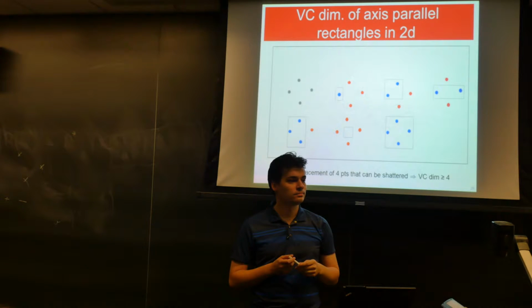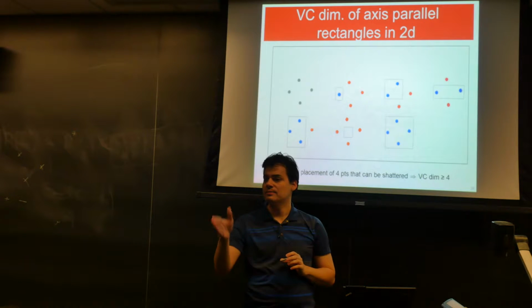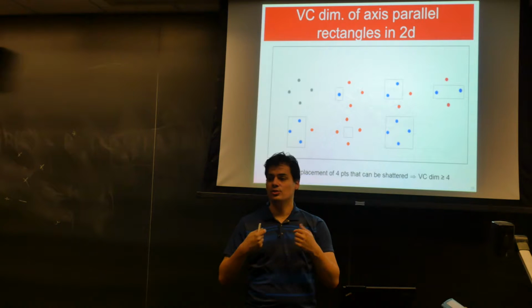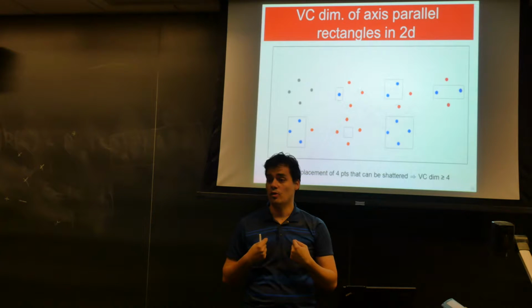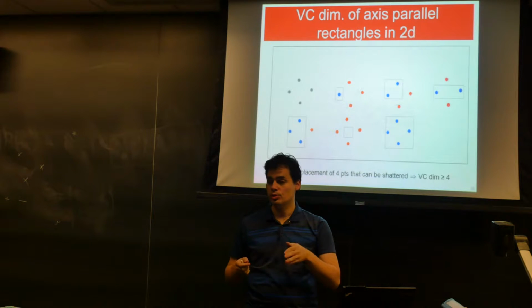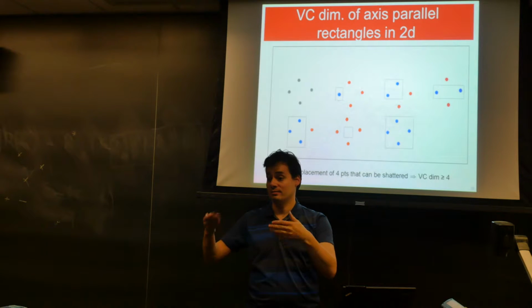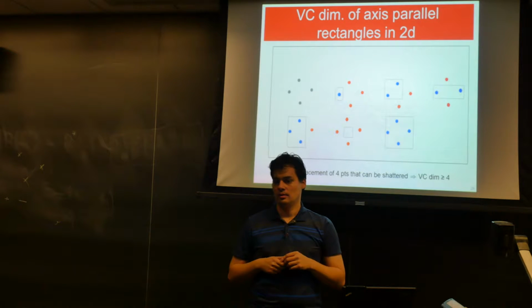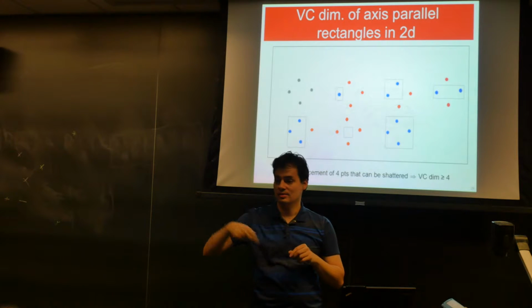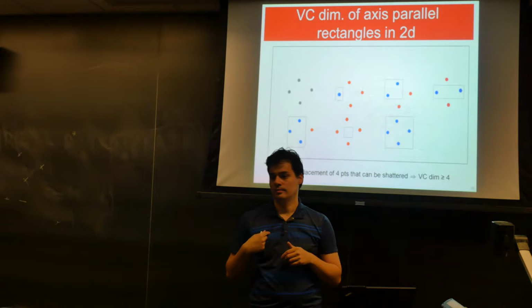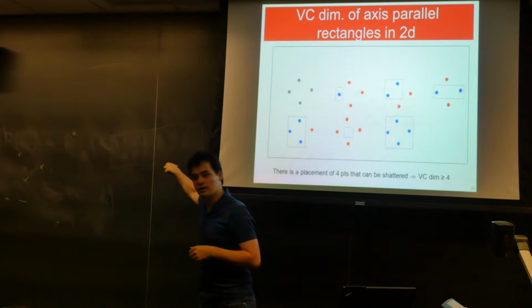Any question? Does it make sense this way? I choose the points in such a way that on those points, I want to show that the class can achieve 2 to the n different behaviors. In other words, no matter what labelings my opponent, say you, choose, I should be able to classify them. But I make the first step. I choose the points in the domain.